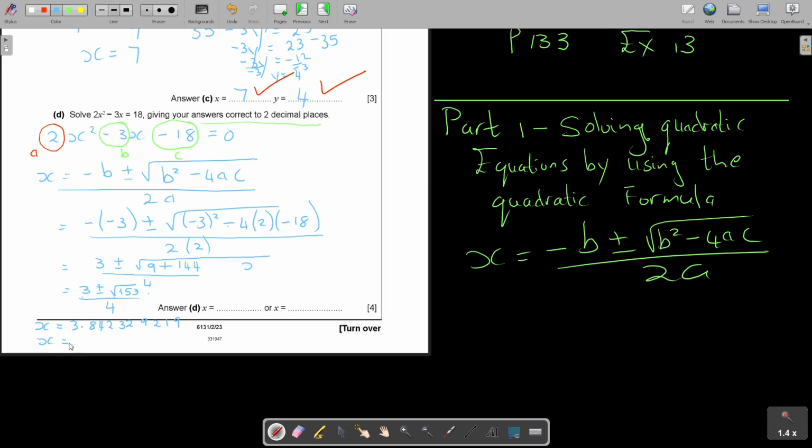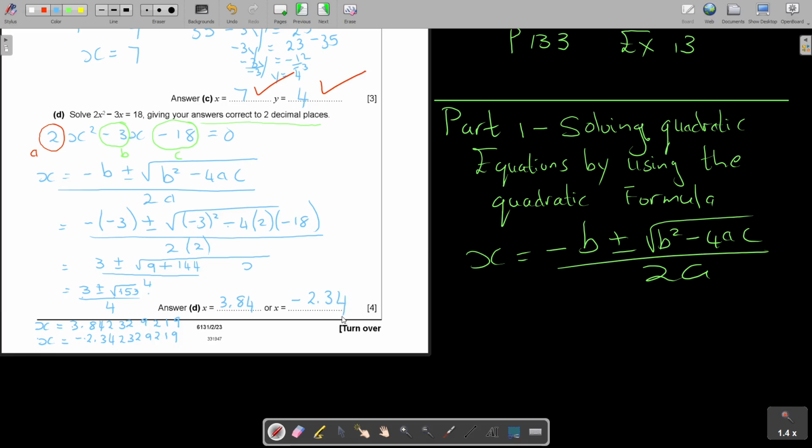So you say 3 minus, now follow the negative road. Square root 153 equals, divide 4 equals. And what do I get if I do that? I'm going to get negative 2.342329219. And then make it 1, 2, 3, so it's 3.84. Do you see? And then 1, 2, 3, negative 2.34, and it's 4 marks.